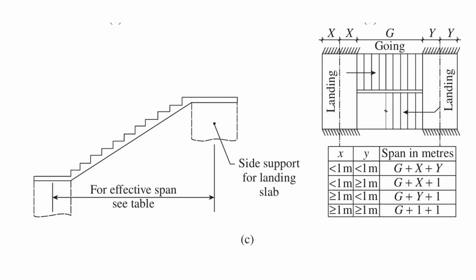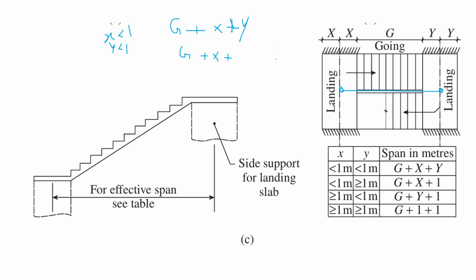Now this table is available in IS 456-2000. There are 4 cases. Suppose x is less than 1 meter and y is less than 1 meter. In such a case, the distance from this point of the landing to the other side of the landing is nothing but g plus x plus y.